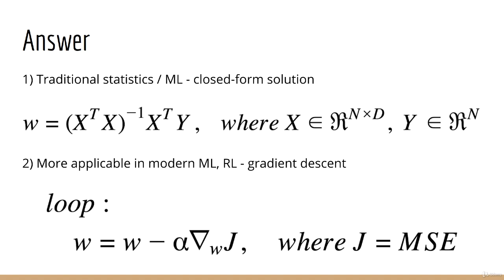The second method, which is more applicable in modern machine learning, including reinforcement learning, is gradient descent. The idea is, in a loop, we repeatedly find the gradient of the loss with respect to the parameters w, and then take small steps in the direction of the negative gradient. The size of the step is determined by the learning rate, alpha.